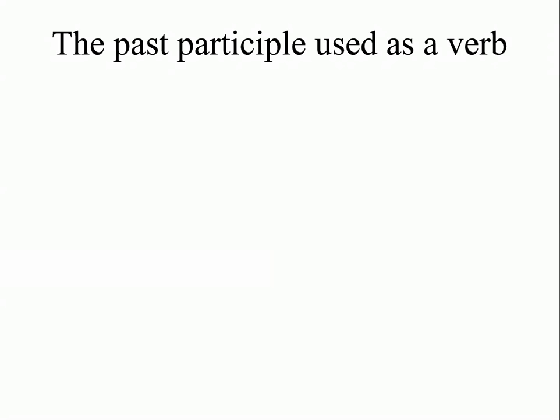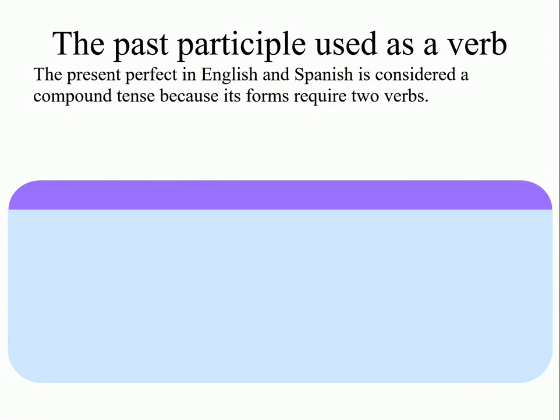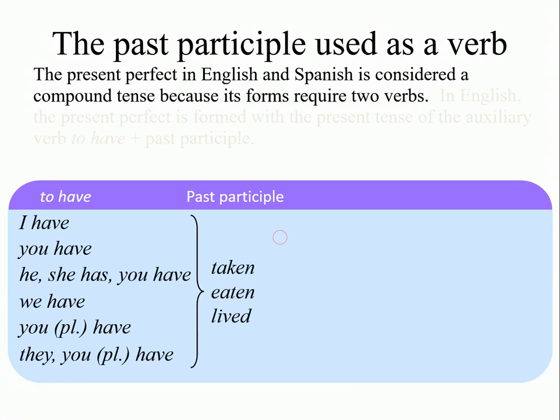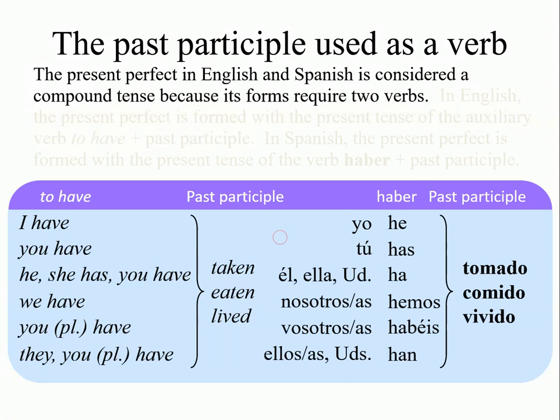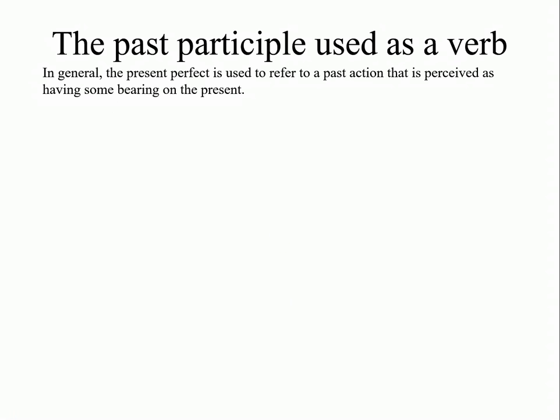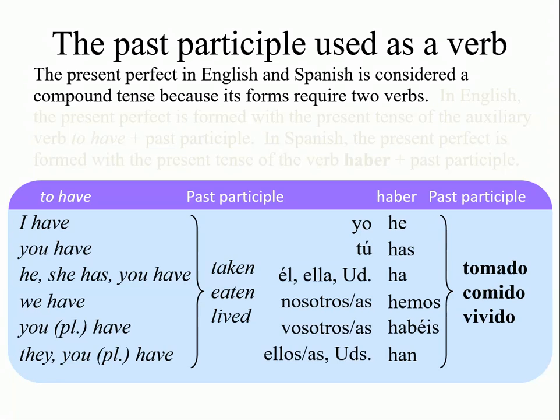Our class today is about the present perfect indicative, el presente perfecto de indicativo. The present perfect in English and Spanish is considered a compound tense because its forms require two verbs, the verb to have and the past participle. In English, the present perfect is formed with the present tense of the auxiliary verb to have plus past participle. In Spanish, the present perfect is formed with the present tense of the verb haber plus past participle.